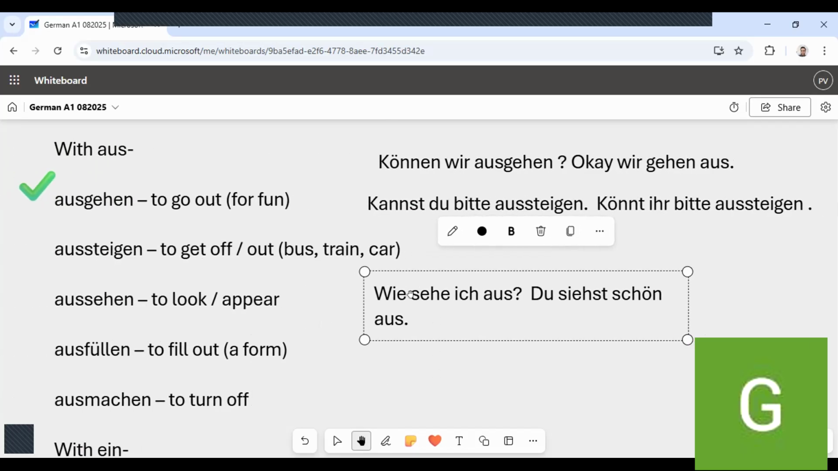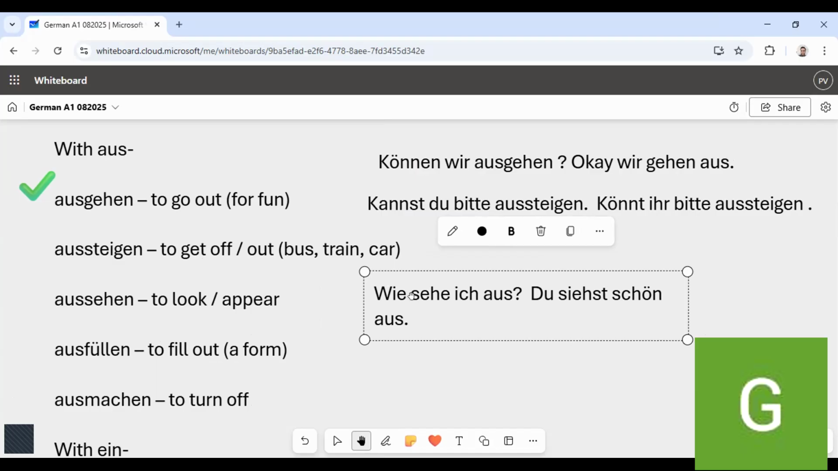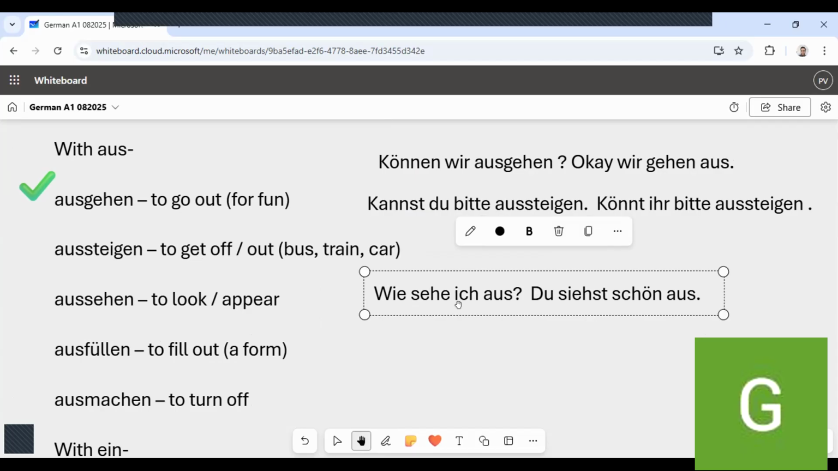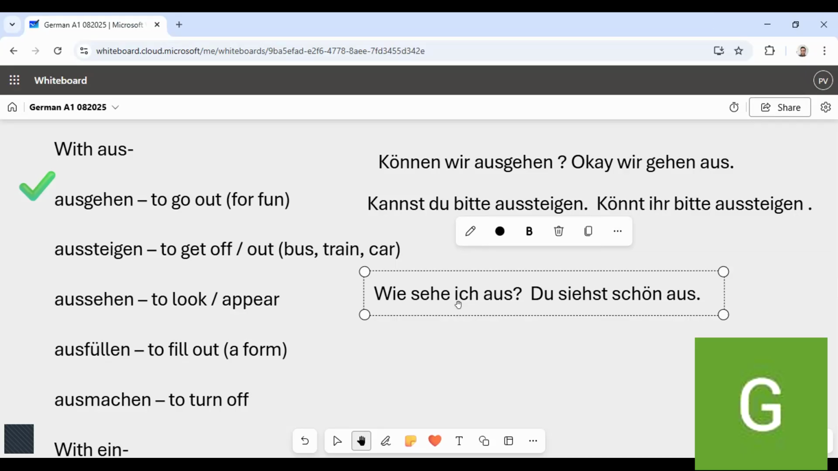Do you understand why it is coming like this? Wie sehe ich aus? Why is the structure of this sentence like this? Why is aus coming at the last and sehe coming at the second position? Is it clear? Because there is no modal verb in this sentence, and normally if there is a sentence with a Trennbar verb, the second part will come at the second position and the first part at the last position. The husband will say, du siehst schön aus. You are looking beautiful.